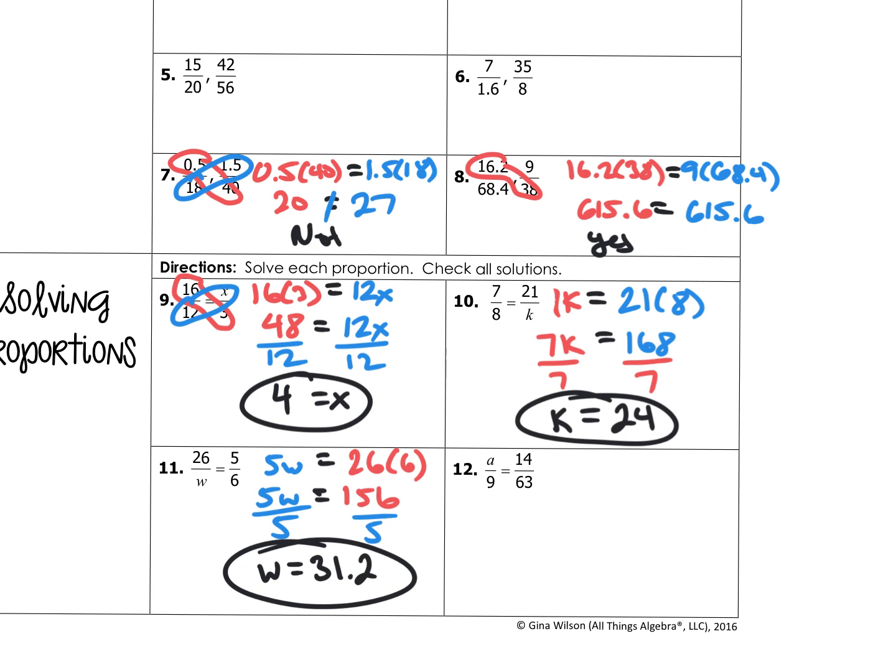And on our last one here, we have 63a is equal to 14 times 9. 14 times 9 is 126. So I'm going to divide both sides by 63. And a is equal to 2.